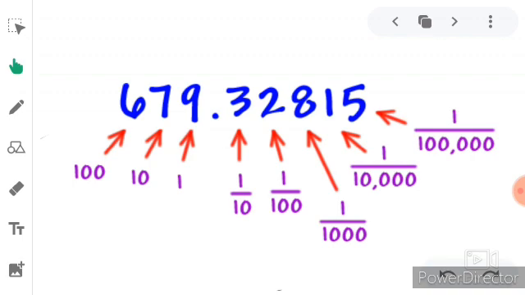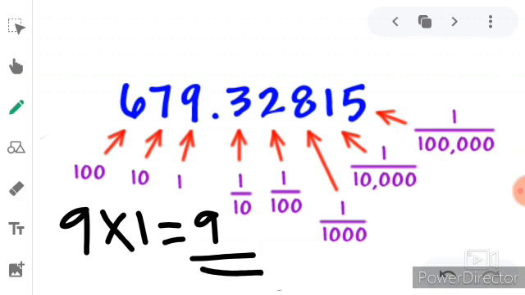So let's check it. Okay, here the number is 679.32815. So now we will have to find out the value of 9. So 9 is present on which place? 9 is present on unit place. So whenever the number is present on the unit place, we will have to multiply that number by 1. So 9 multiplied by 1 is equal to 9. So 9 is the place value of this 9.